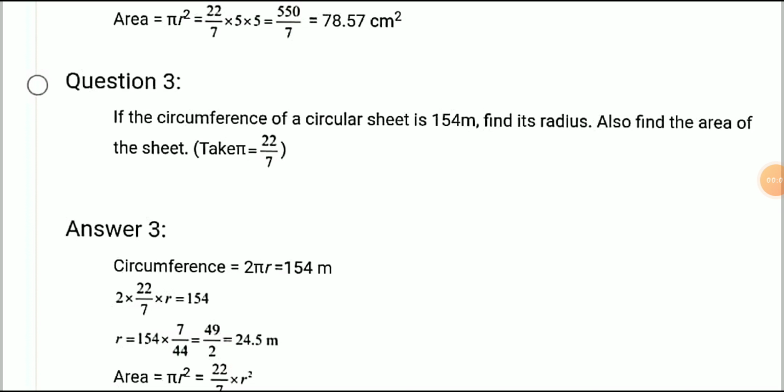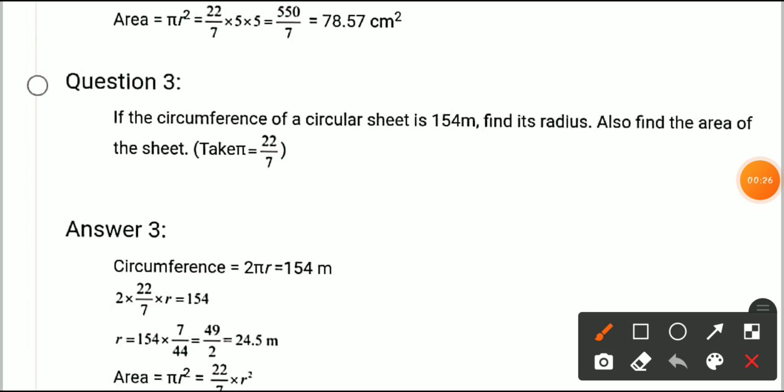Today I'm going to continue our chapter, and today I'm going to start exercise 11.3, question number 3. If the circumference of a circular sheet is 154 meter, find its radius and also find the area of the sheet. Okay, it is given to us. Here we have been given the circumference of a circular sheet, which is 154 meter.